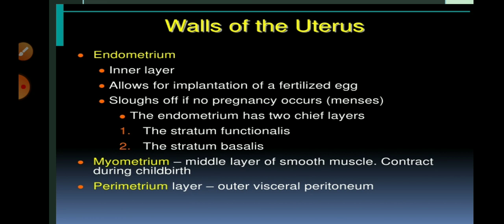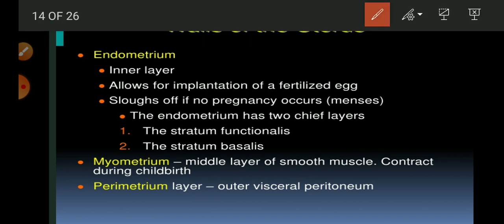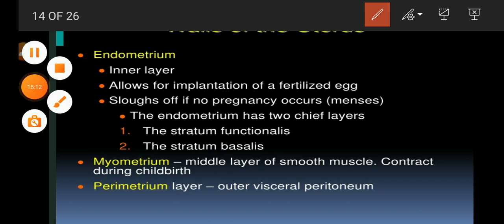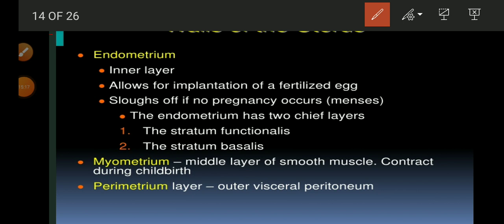Then we will see the walls of the uterus. The first one is the endometrium. In the endometrium, this is the inner layer, and it allows for implantation of the fertilized egg.